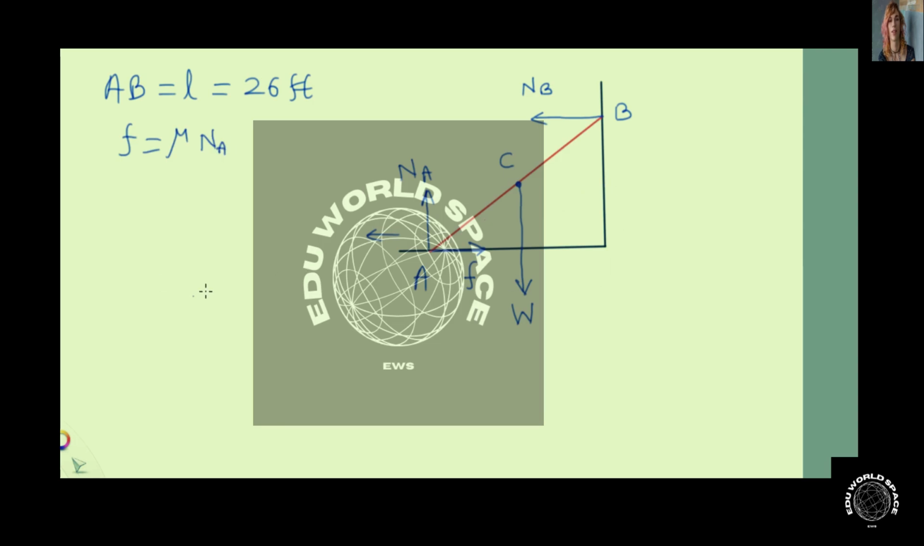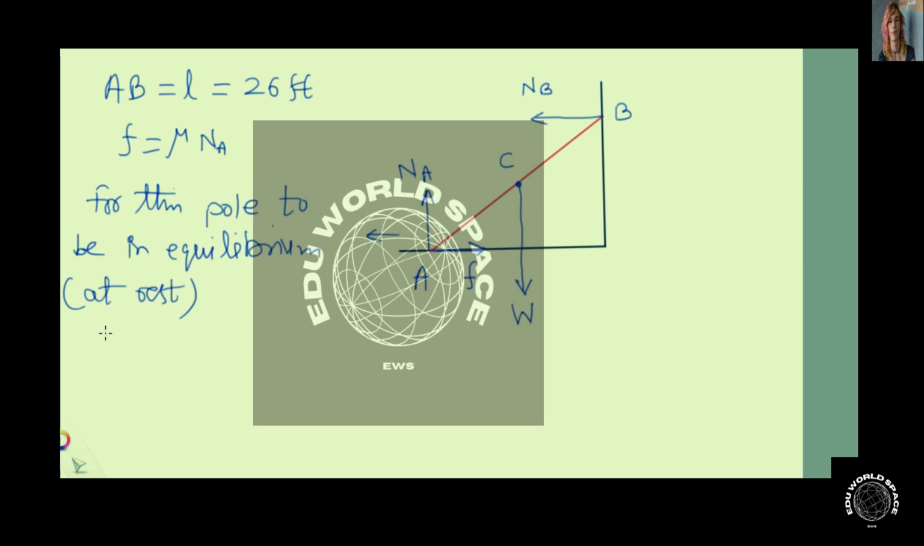F, small f, which is given as mu times of NA. Now, first of all, we will equate all the vertical and horizontal components of the forces for this pole to be in equilibrium, or we can say at rest. There should be no net vertical or horizontal force.